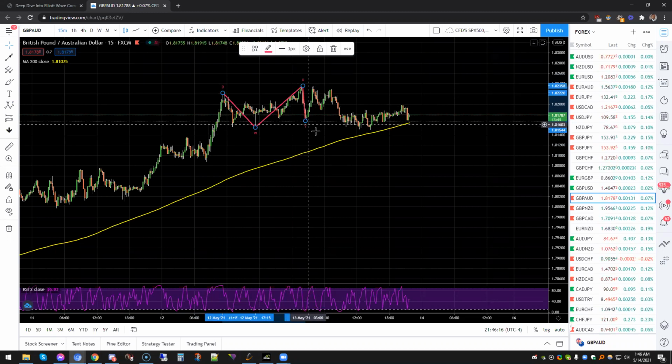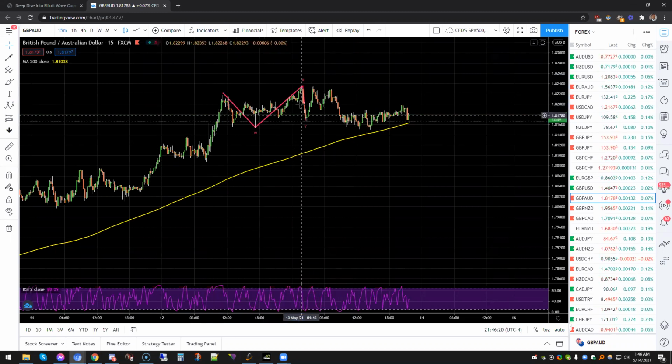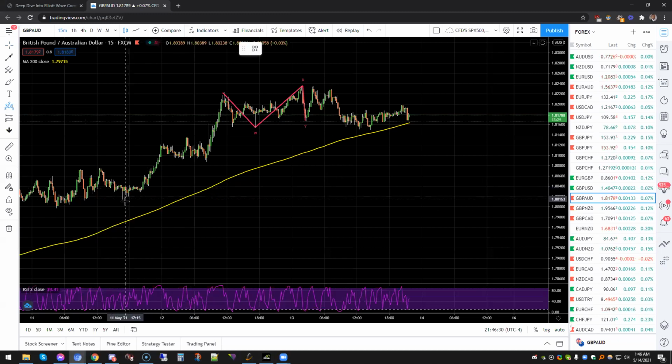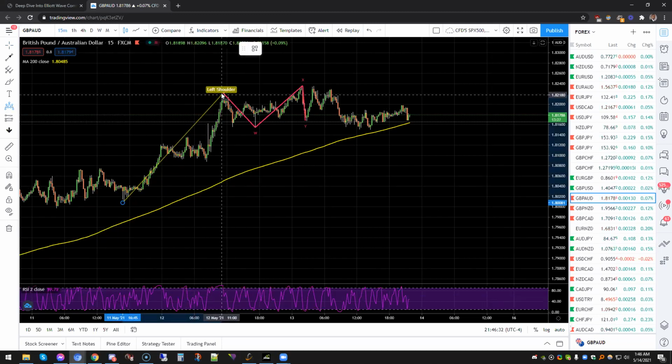Okay, so our head came at this high because that is the highest point. Let's draw in our head and shoulders formation. We can take it from down here. This is our shoulder.